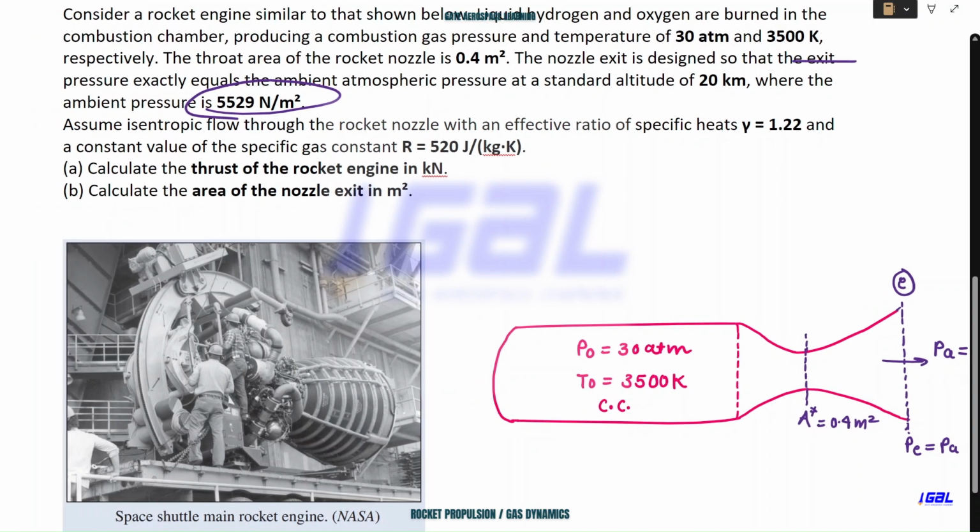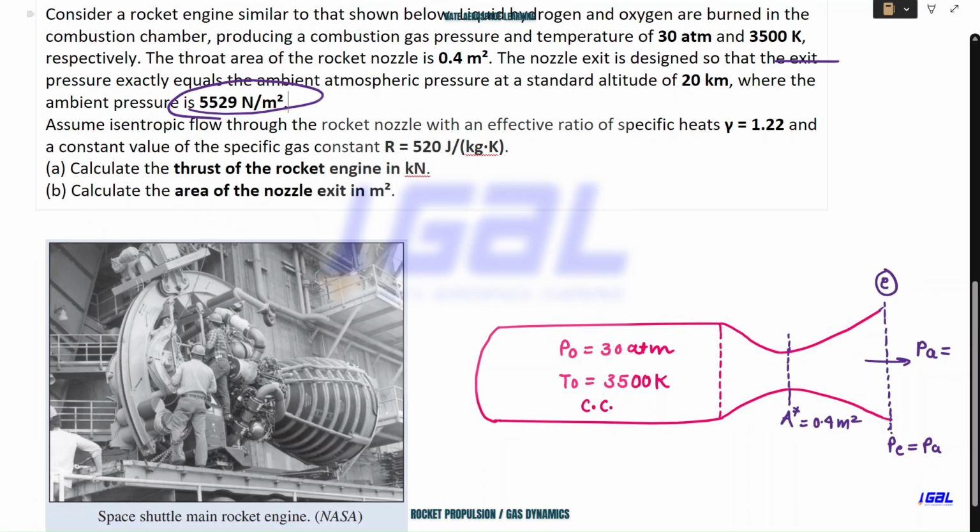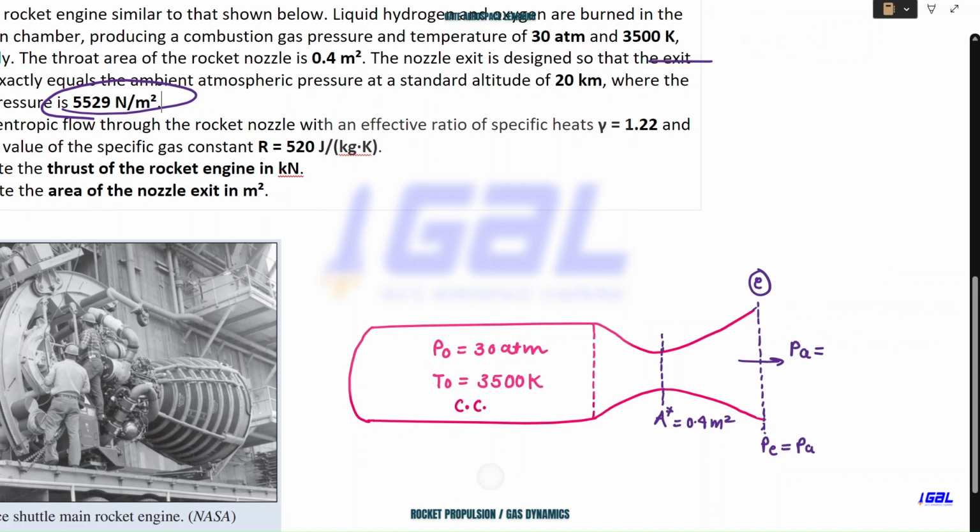altitude. Don't forget that this data they have provided means your rocket is operating at a 20-kilometer altitude. It is not at sea level. So don't take this as 1 bar or 1 atm. Don't make this mistake. 5529 Newton per meter square, right?